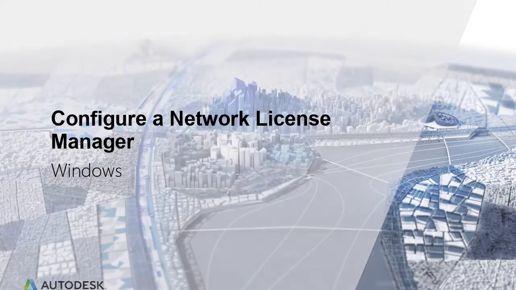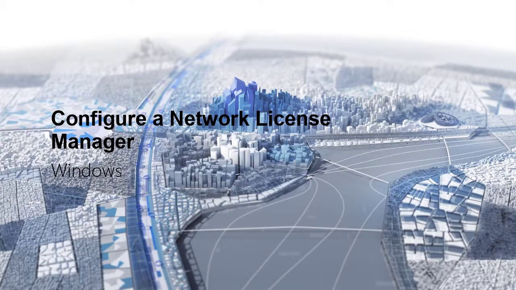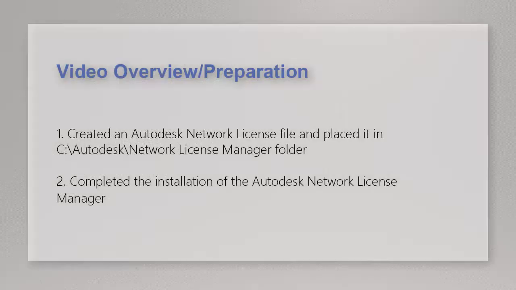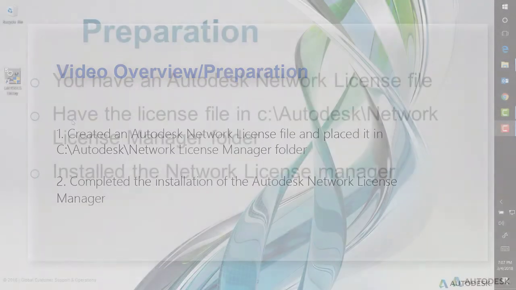This training video is designed to teach you how to configure a Network License Manager on a Windows machine. The video assumes you already have an Autodesk Network License file, have placed the license file in the folder Autodesk Network License Manager, and have already completed the installation of the Network License Manager. If you do not have a Network License file or need help with installing the License Manager, check the notes below this video for instructions.